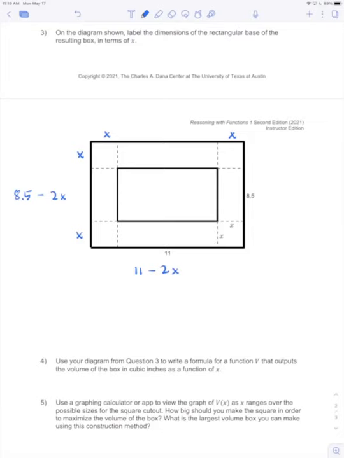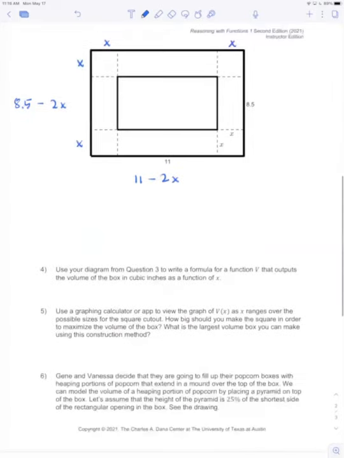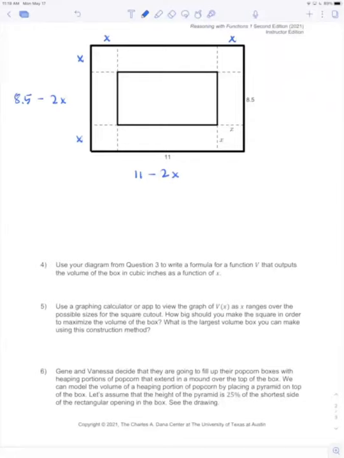Part 4. I'm going to scroll up a little bit. Part 4 says use your diagram from question 3 to write a formula for a function v that outputs the volume of the box in cubic inches as a function of x. So we're going to do volume. So v of x, it's going to be equal to the height of the box there, x, times 8.5 minus 2x, and then 11 minus 2x.